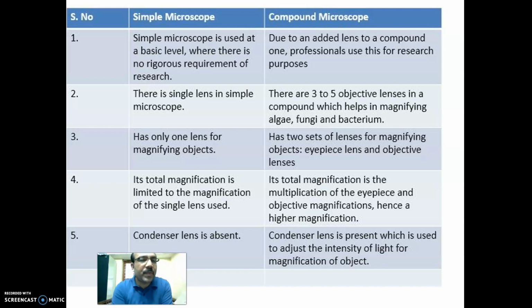What is actually a simple microscope? Structurally they are simple, functionally they are simple. Whereas the compound microscopes are compound or complex. They are complex as far as their function is concerned. Simple microscope is used at a basic level, like in a BSc laboratory, MSc laboratory, or a normal laboratory, where there is no rigorous requirement of research.